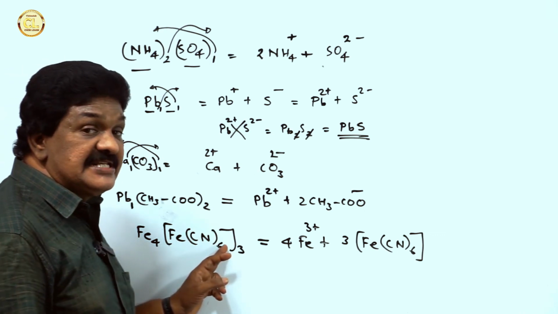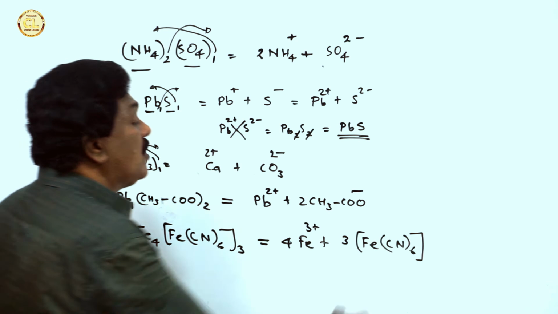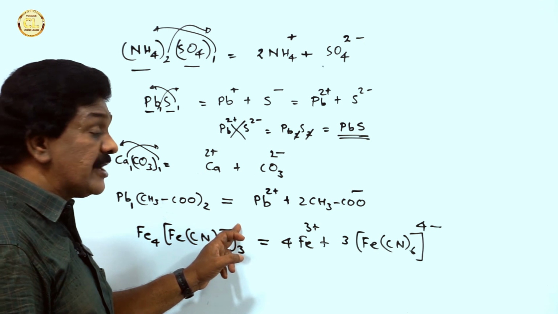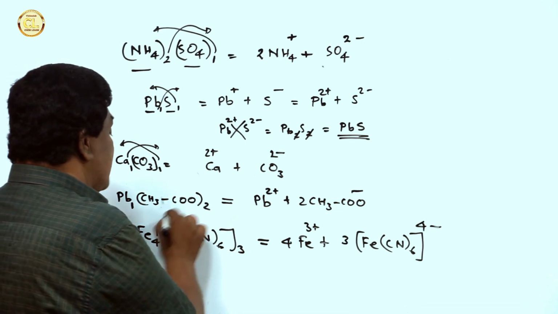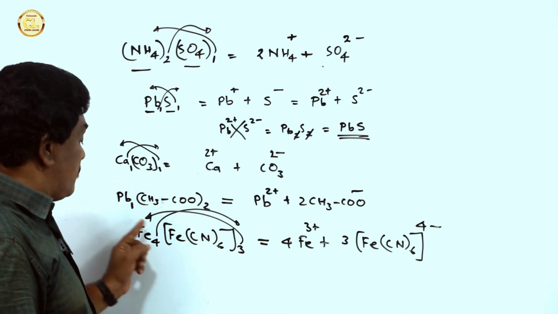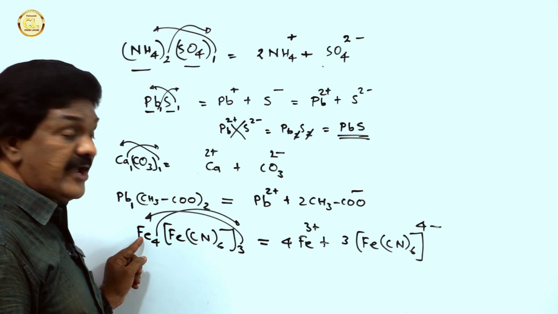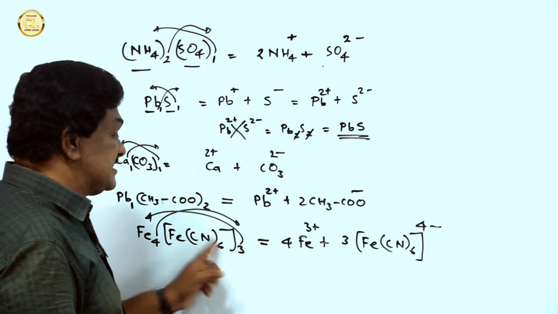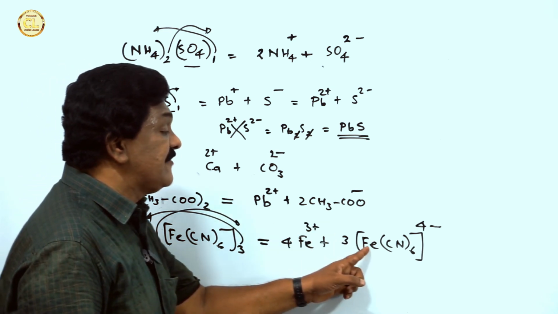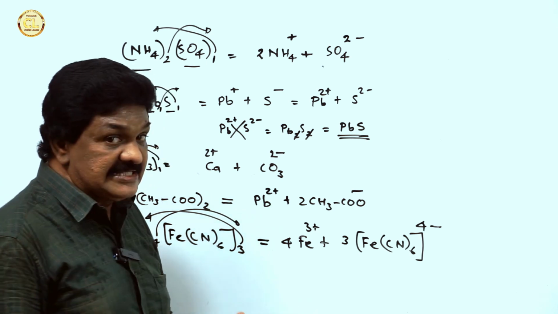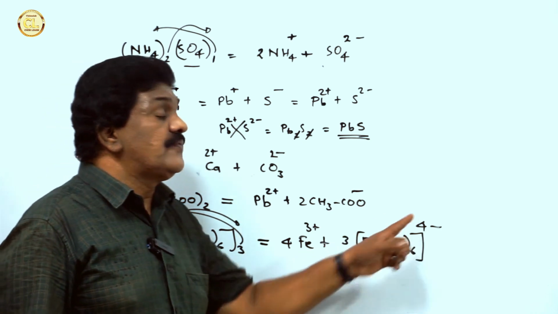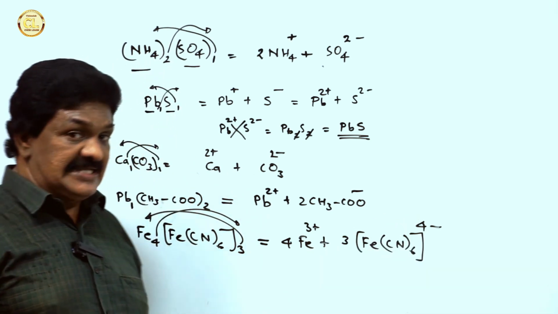And what is the charge of Fe(CN)6? It is 4 negative. See, this comes here as 4 negative, and this comes here as 3. You must remember the count of Fe is 4 and the number of Fe(CN)6 units is 3. So 4 Fe3 plus and 3 Fe(CN)6 4 minus. Let us check whether the charges are cancelled. 4 into 3, 12 positive, and 3 into 4, 12 negative. So the charges get cancelled.